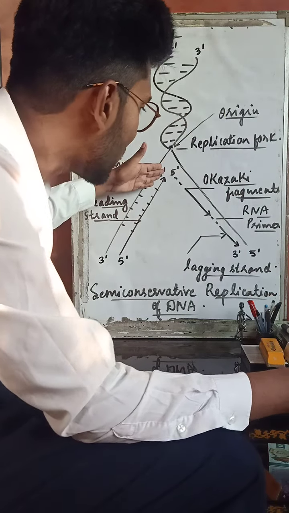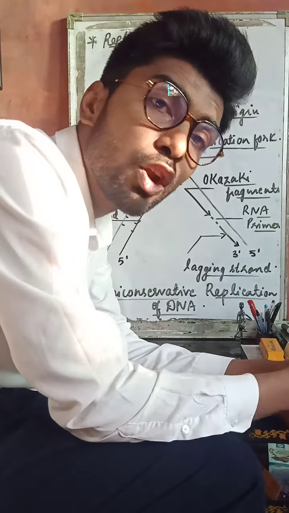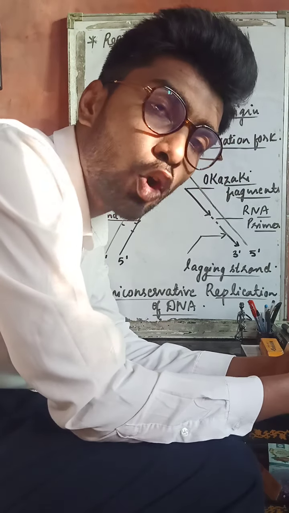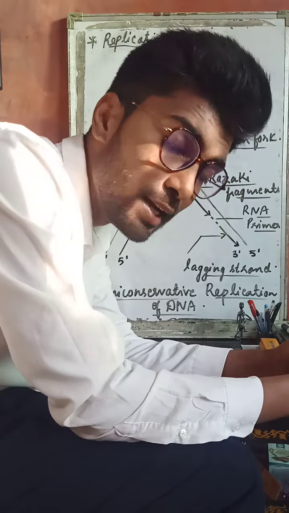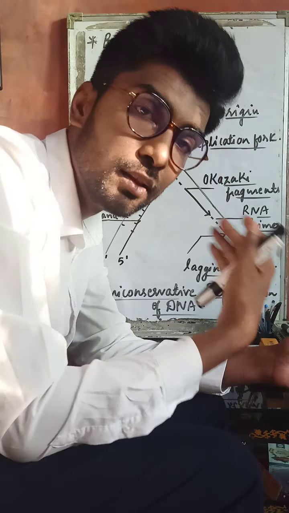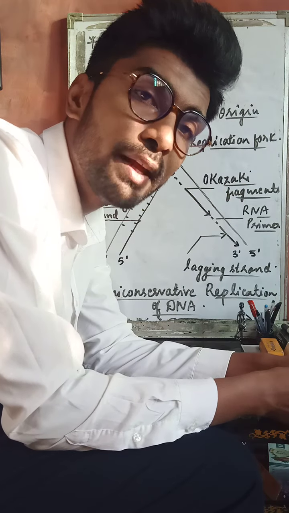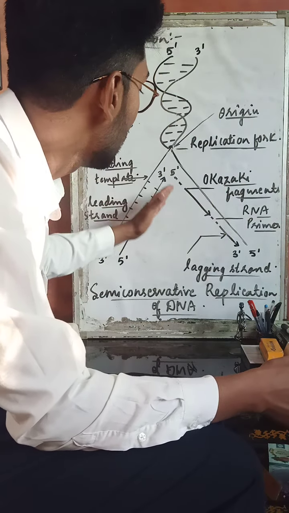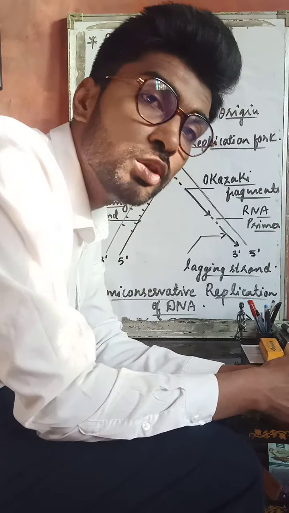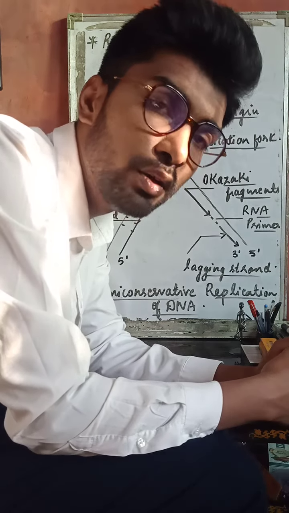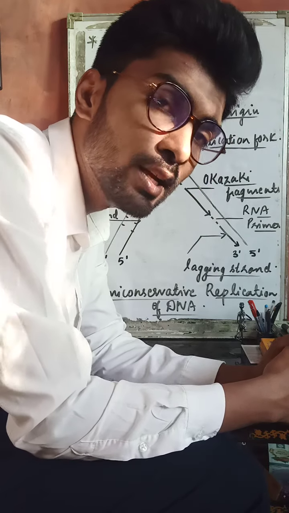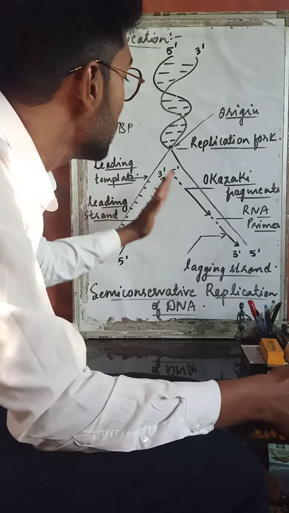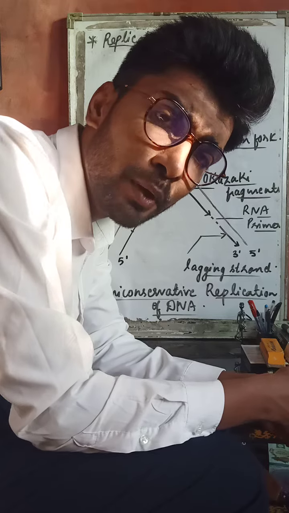Thus there is a formation of a new strand, that is a complementary strand, with the help of an enzyme called DNA polymerase. DNA polymerase is a synthesizing enzyme which plays an important role in the formation of a new strand of DNA. This step is generally called synthesis of a complementary strand.